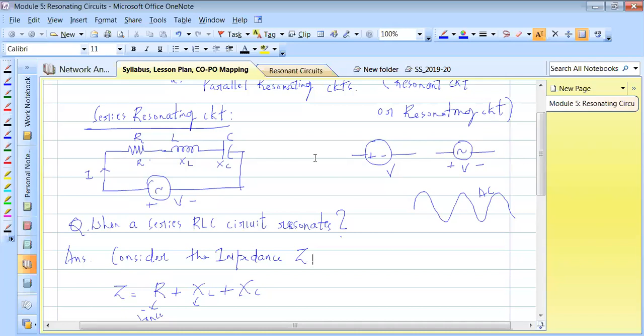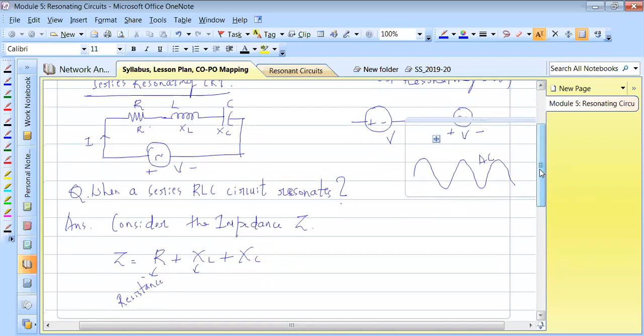What is the resonating condition? When do you think the circuit would resonate? We say the circuit would resonate when a maximum current flows through this circuit, when this current I is maximum. Fine. When would that happen? We need to check now. When would the current be maximum, so that we can get our circuit in resonating condition? Everyone understand that? That is what we are trying to see in the next discussion.